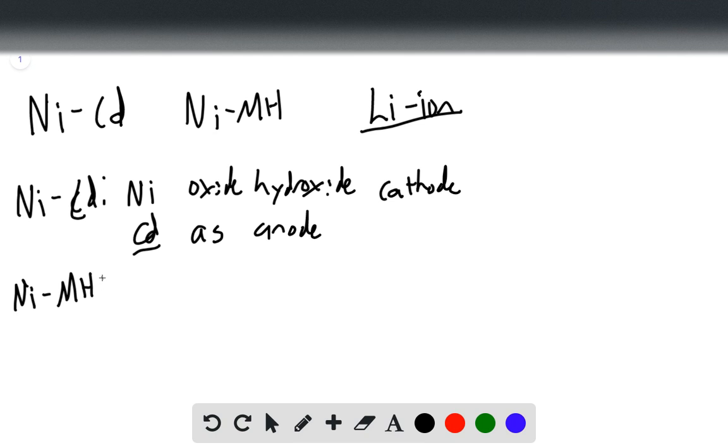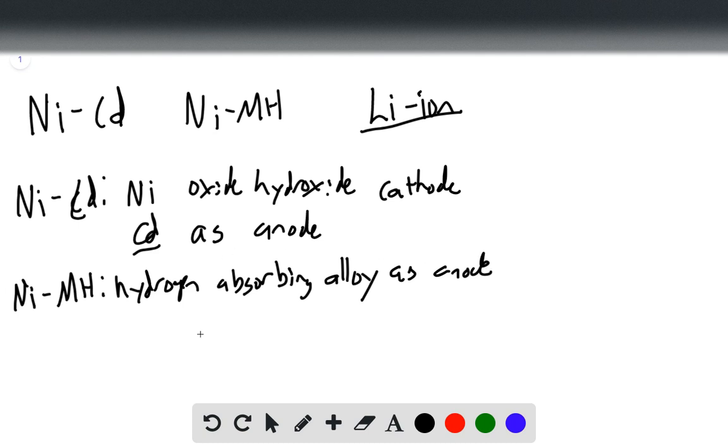To solve this problem of mostly cadmium being toxic, there's the nickel metal hydride battery, which still has nickel oxide hydroxide as the cathode, but has a hydrogen absorbing alloy as the anode instead of cadmium.